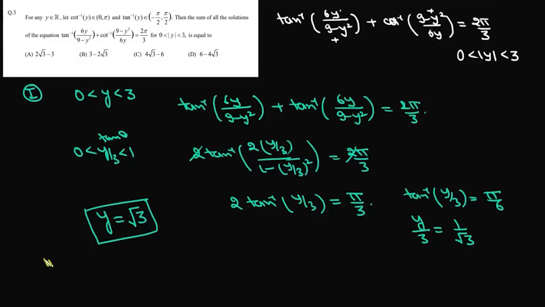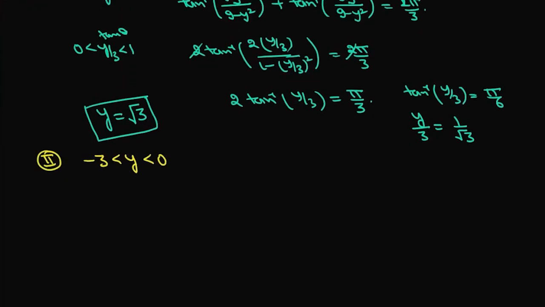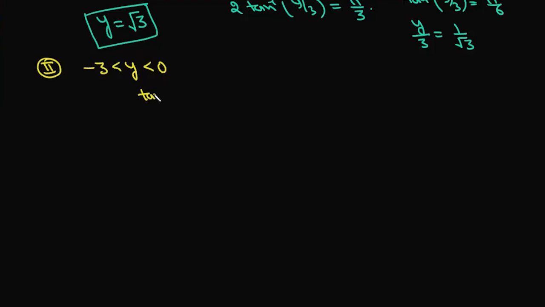Our second case, when y lies between minus 3 and 0. So now we have tan inverse 6y upon 9 minus y square plus cot inverse 9 minus y square upon 6y, and this is equal to 2 pi by 3.